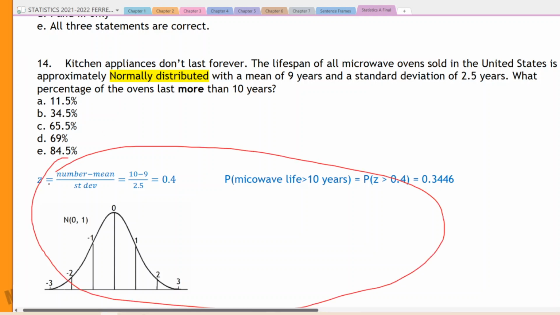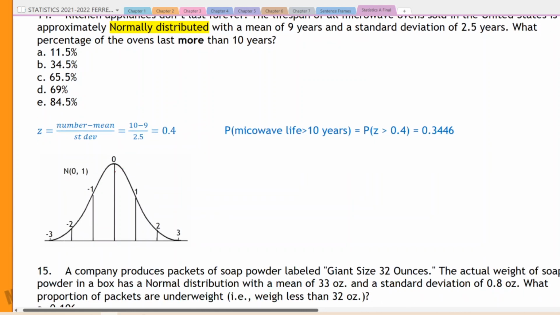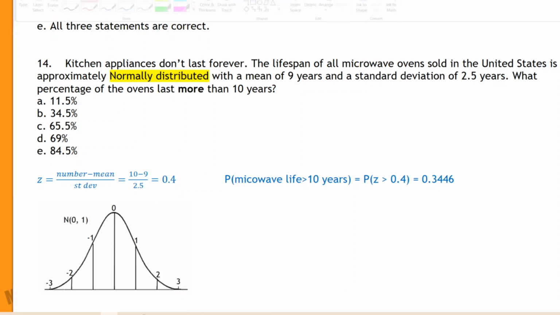Now all of the stuff that I'm writing down here at the bottom, this is really what you would be doing for a free response test. I know I'm kind of preparing you for a multiple choice test, but you really should know how to do this as well. So I'm just going to go ahead and do this. So we have a z-score of 0.4.